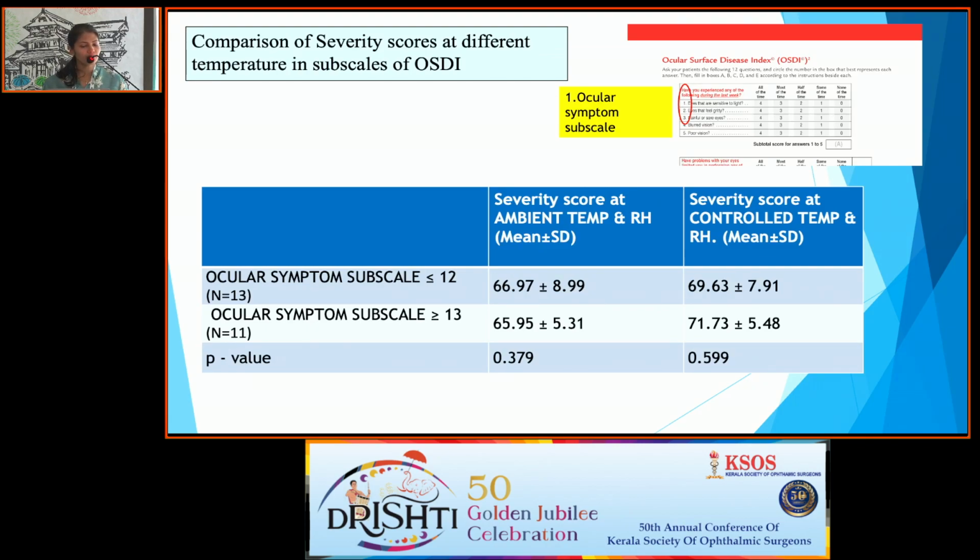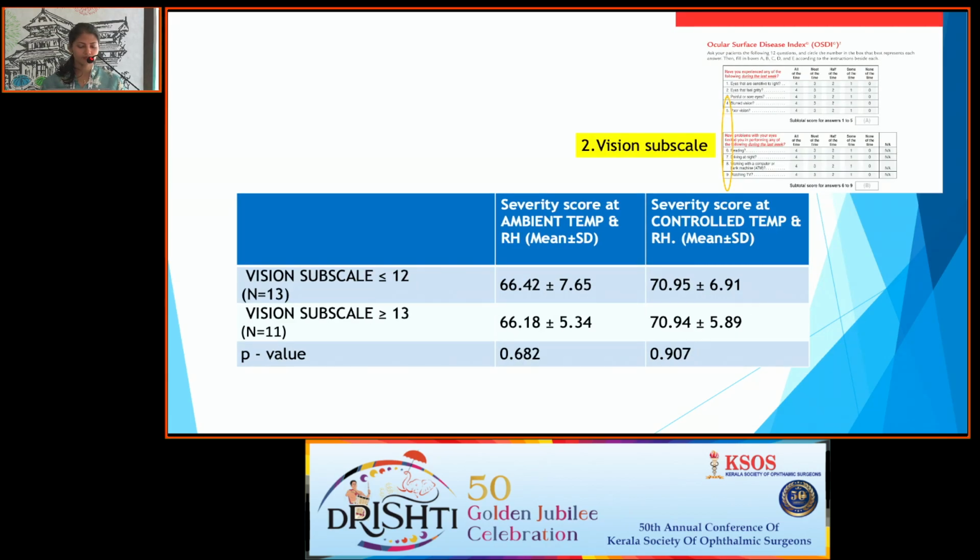Similarly, we subdivided the OSDI questionnaire into the ocular symptom subscale. When we analyzed those who were symptomatic and those who were normal on the ocular symptom subscale, those who were normal again had a higher severity score at the control temperature and humidity, but the difference at the ambient temperature was not very significant. Similarly, in the vision subscale too, there's a higher rise in severity score at the control temperature, but at ambient temperature, the difference is not much.